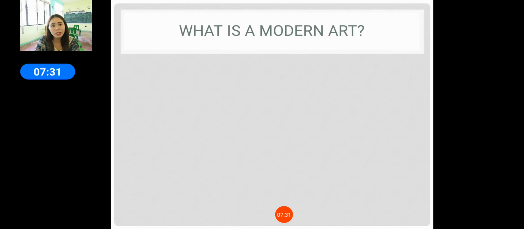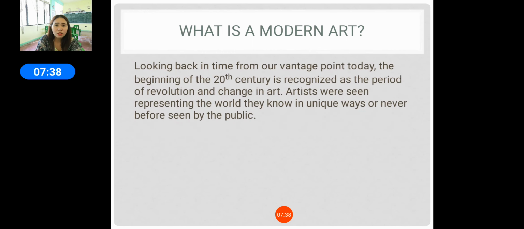So what is modern art? Since Impressionism is connected with modern art, what is modern art? Looking back in time from our vantage point today, the beginning of the 20th century is recognized as the period of revolution and change in art. Artists were seen representing the world they know in unique ways never before seen by the public. This kind of art is so unique that it was never seen before by the public itself.